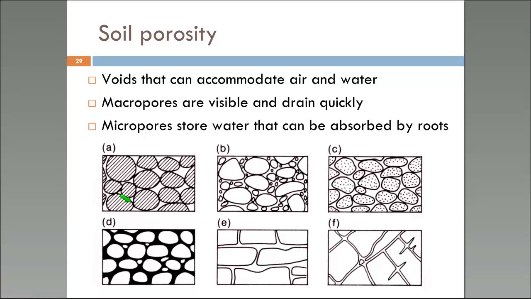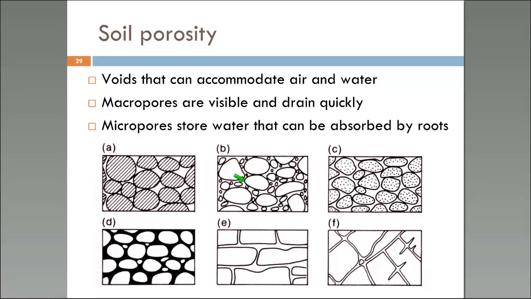Macropores are visible. You could pick up a ped or a small clump of soil, and oftentimes you will see little holes in there. Those are macropores, and they drain very quickly. Micropores are microscopic, you can't see them. That is where water for future plant use is stored. And so this kind of gives us, if you might imagine this letter A here would represent a sandy soil where we have a lot of large, fairly uniform particles and some large gaps, but not a lot of small gaps.